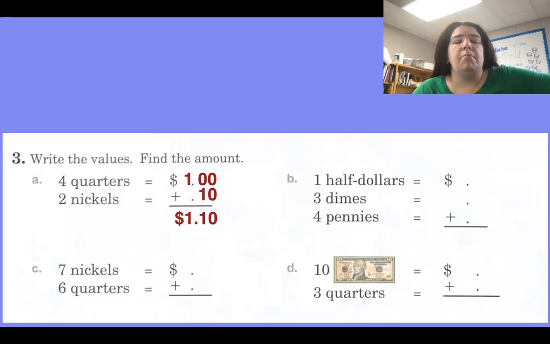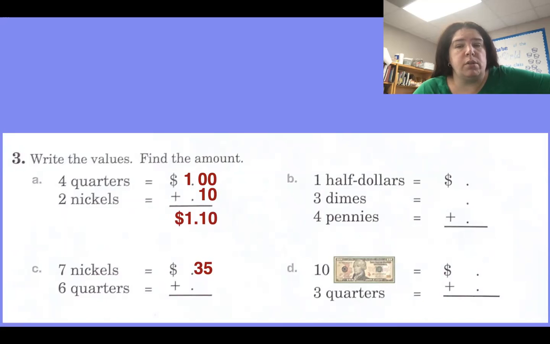$1.10. Very good. Make sure to add your dollar sign. Don't forget. All right, letter C. I'm going to jump to C first. I should say, sorry about that. How much is 7 nickels? 35 cents. How much is 6 quarters?